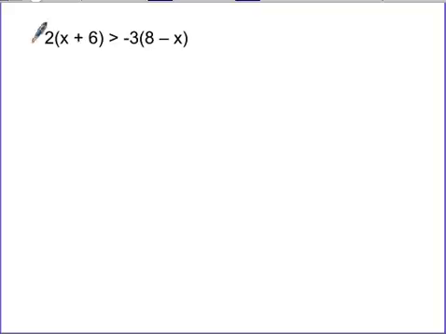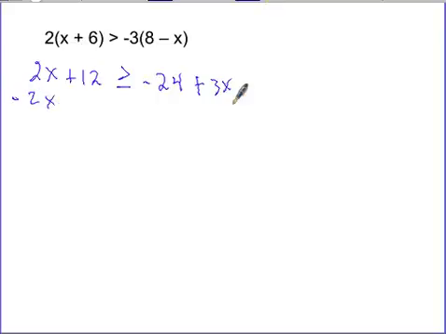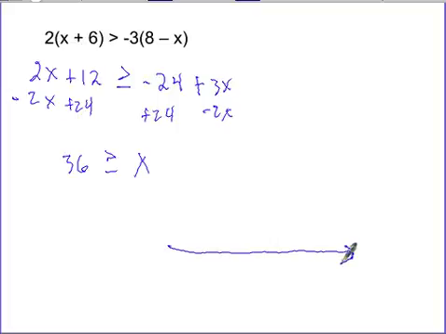Distributive property on both sides, holy smokes. Okay, so 2x plus 12 is greater than negative 24 plus 3x. What first? Minus 2x. Minus 2x, I like it. Plus 24. So 36 is greater than x.